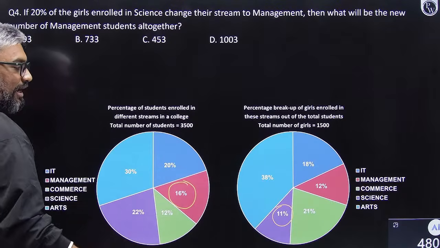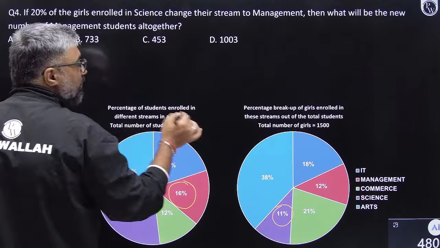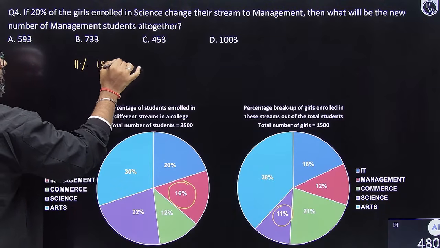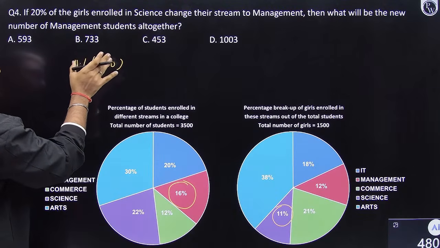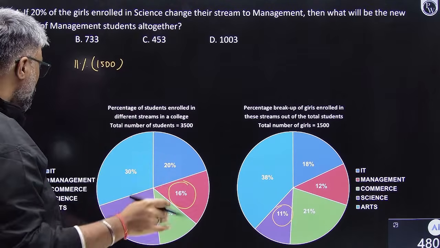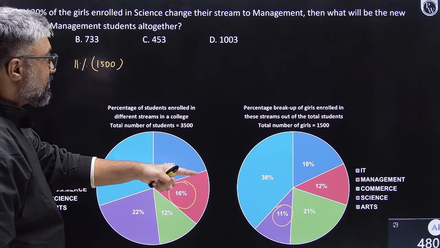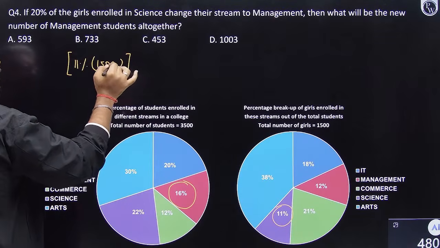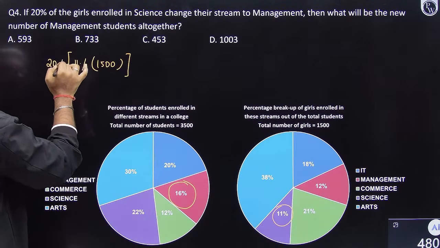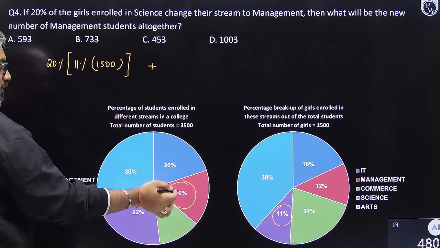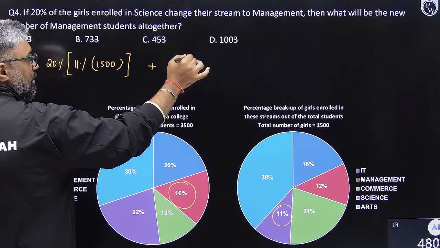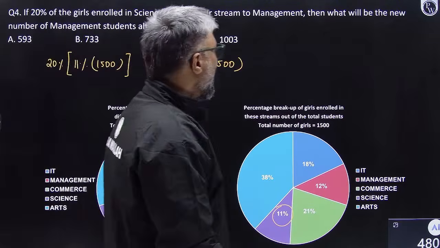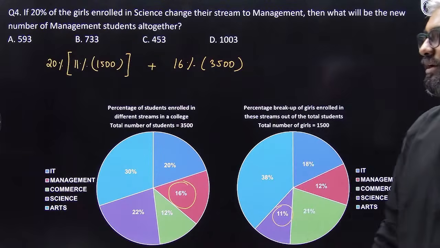So what's the calculation? 11% of 1500, right? This is total management girls. No, total science girls, not management. Out of this, I need 20%. These girls go off to overall management, which is 16% of this 3500. Simple. I add this, I'll get it. Agreed, everybody?